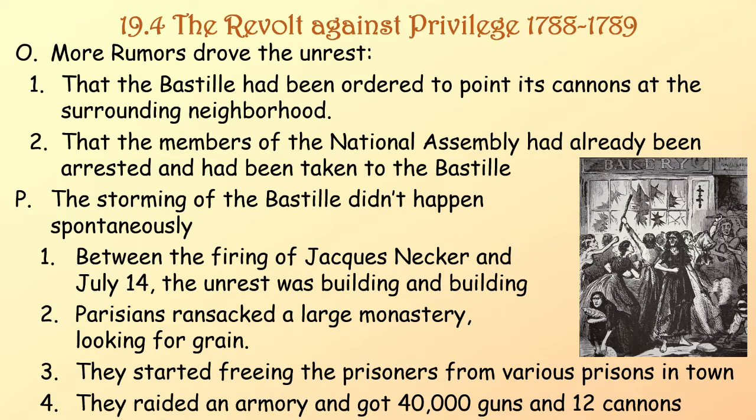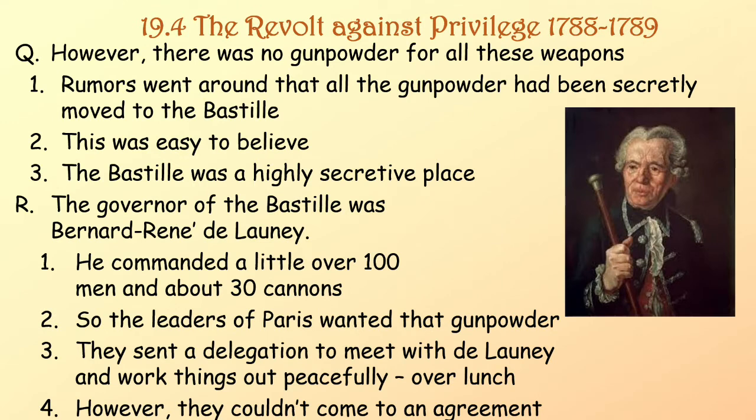The storming of the Bastille did not happen spontaneously. Between the firing of Jacques Necker and July 14th, the unrest was building and building. Parisians ransacked a large monastery looking for grain. They started freeing the prisoners from various prisons in town. They raided an armory and got 40,000 guns and 12 cannons. However, there was no gunpowder for all of these weapons. Rumors went around that all the gunpowder had been secretly moved to the Bastille, and this was easy to believe.